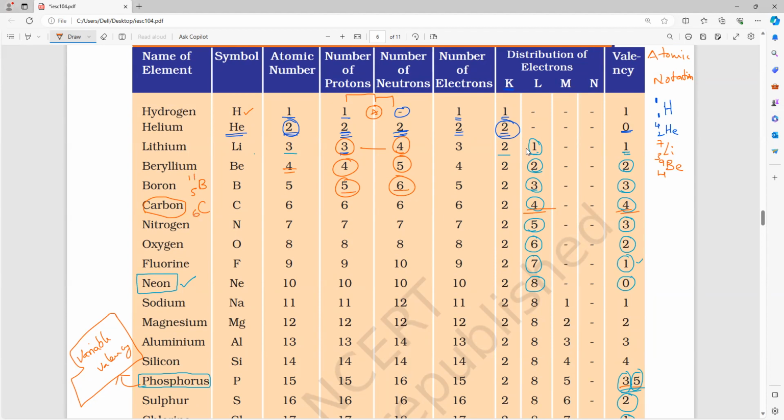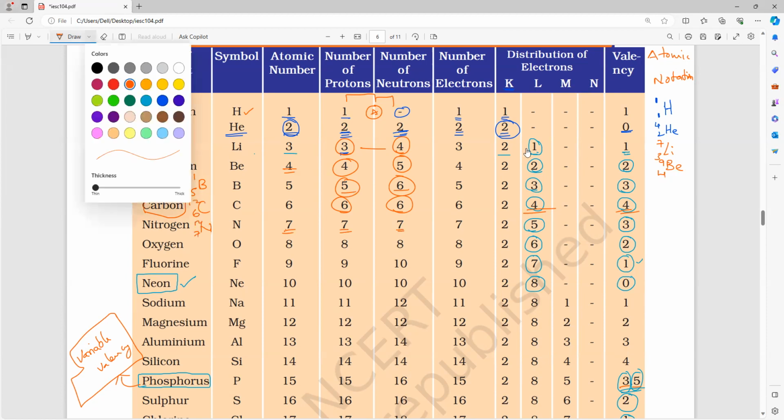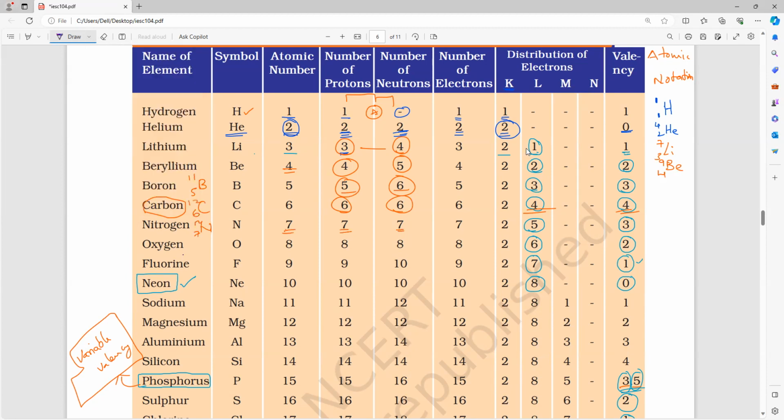Carbon atomic number is 6, 6 plus 6, that is 12. Nitrogen atomic number is 7, atomic mass is 7 plus 7, that is 14. Oxygen atomic number is 8, 8 plus 8, that is 16.